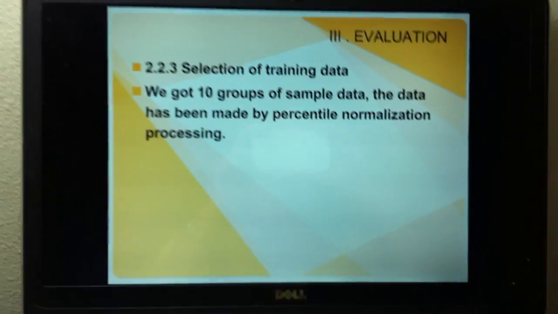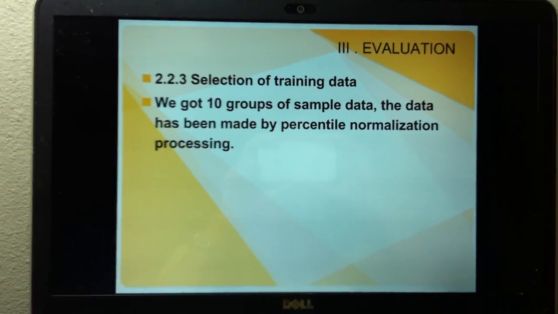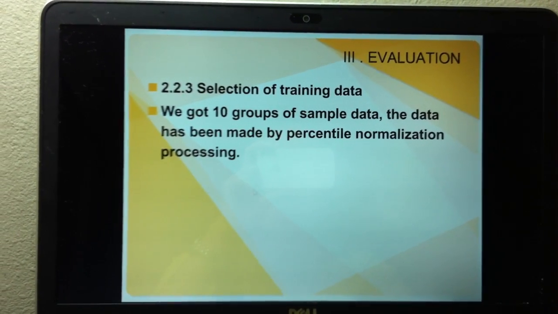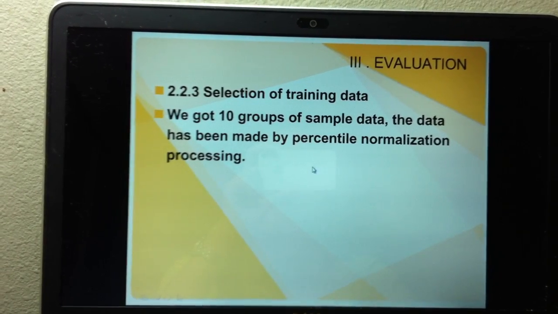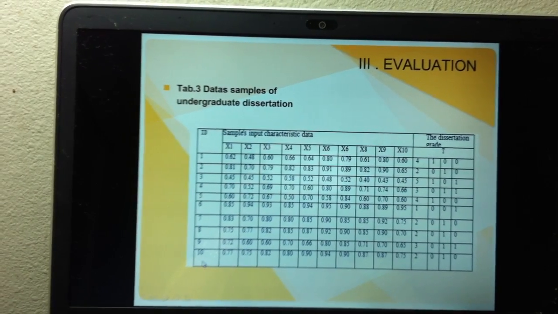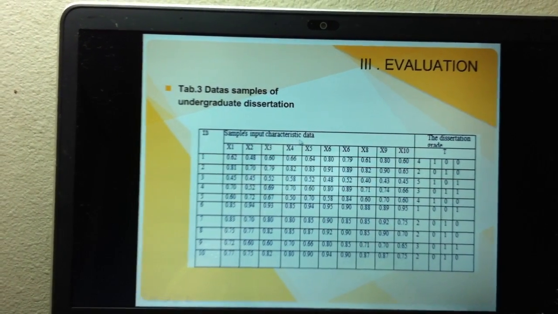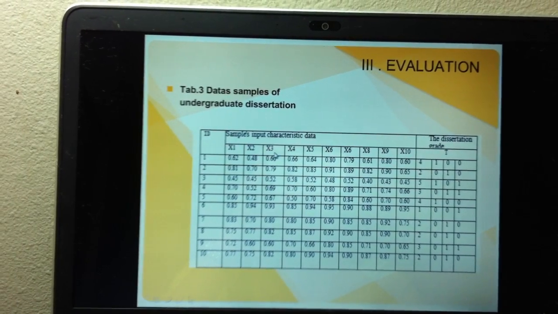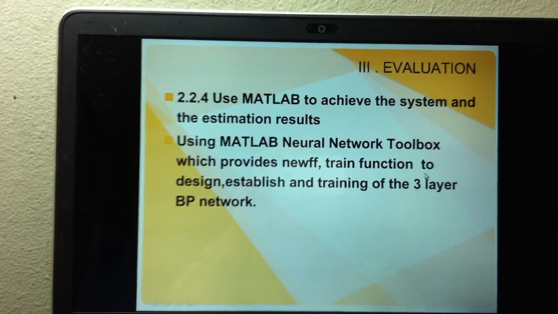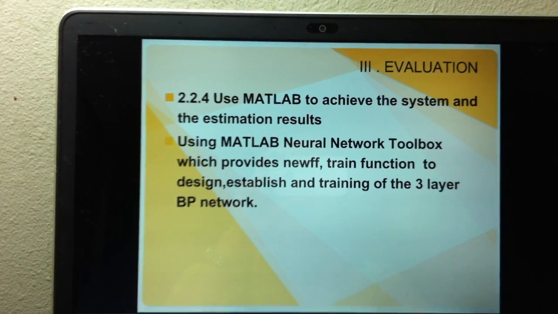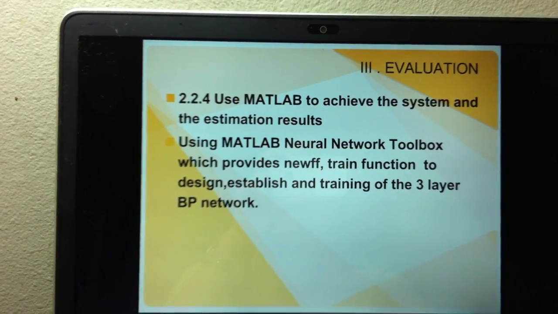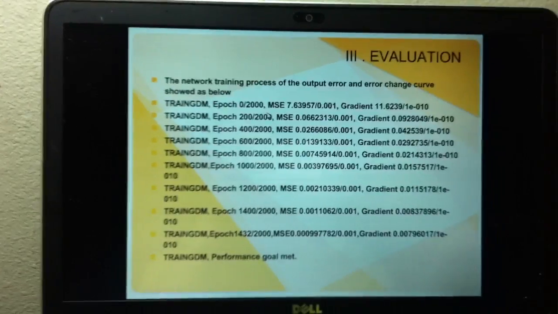Well, we got 10 groups of sample data. The data has been made by percentage normalization processing. And here is a table with the ID, 1 to 10, the sample characteristic data x1, x2, x3, and so on, and the dissertation grade T. Then we use MATLAB to establish and train the 3-layer BP network. And here are the results.